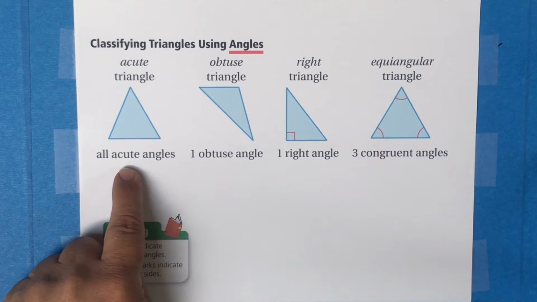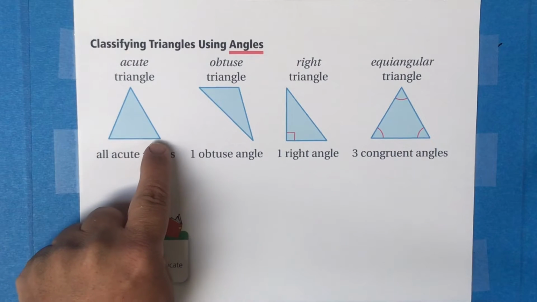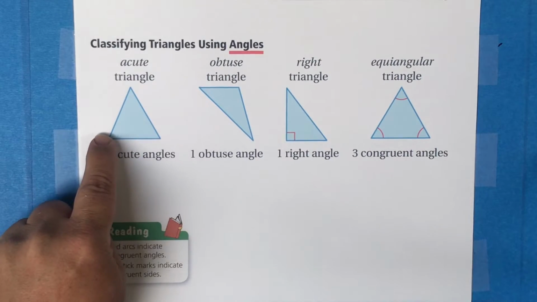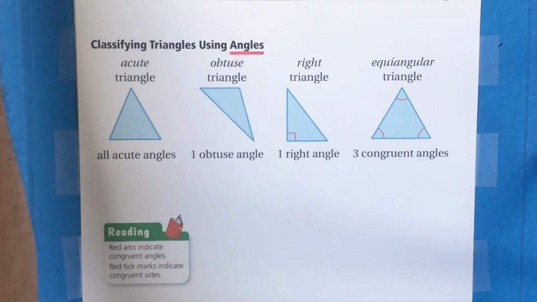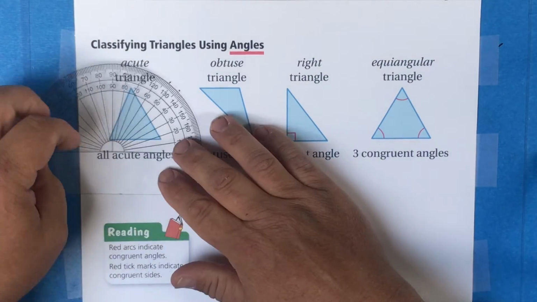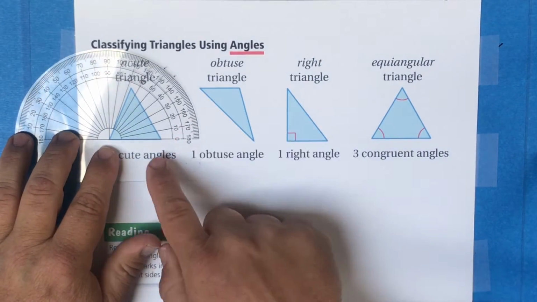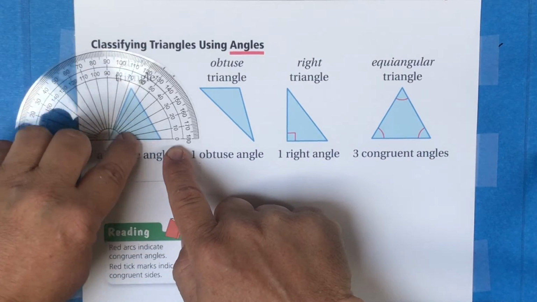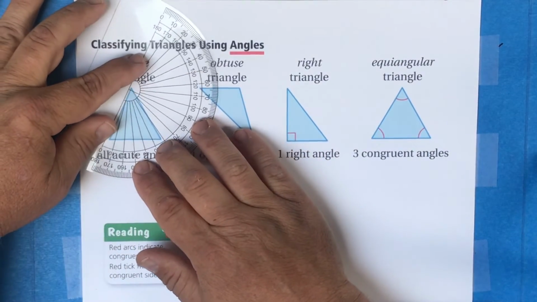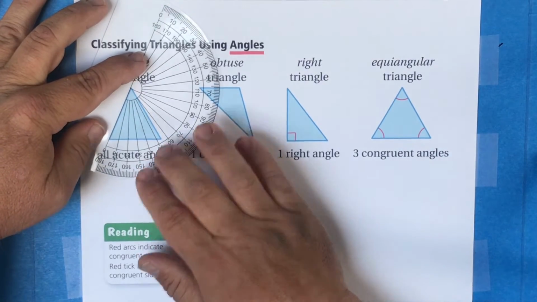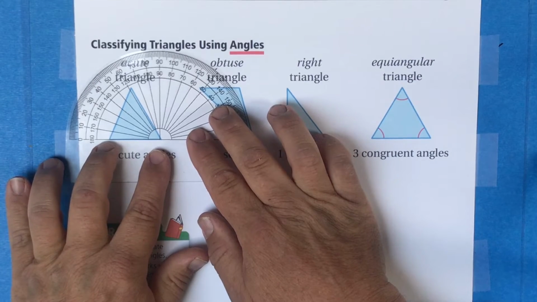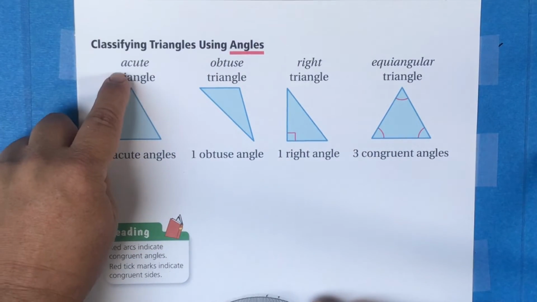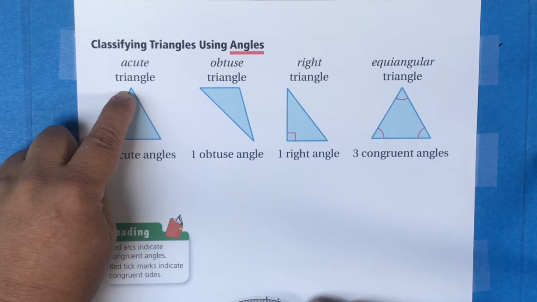If the angles of a triangle are acute, meaning all 3 angles are less than 90 degrees, we would call that an acute triangle. So if I have my protractor and I measure these angles, each angle measures less than 90 degrees. And because of that, we classify that as an acute triangle.